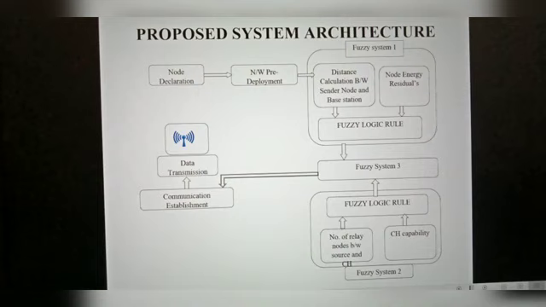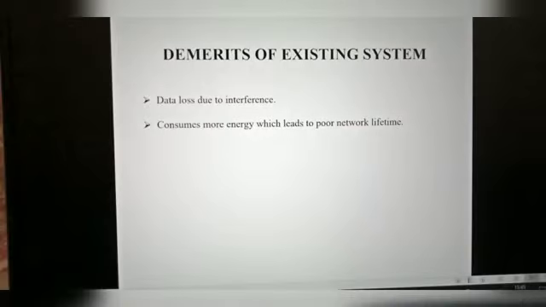This is our proposed system architecture. Fuzzy system 1 contains already existing parameters. Fuzzy system 2 includes our new parameters, number of relay nodes and cluster head capability. The outputs of these two fuzzy systems get compared in fuzzy system 3, which gives the output difference between the existing and our proposed system. Data loss and more energy consumption are the demerits of the existing system.